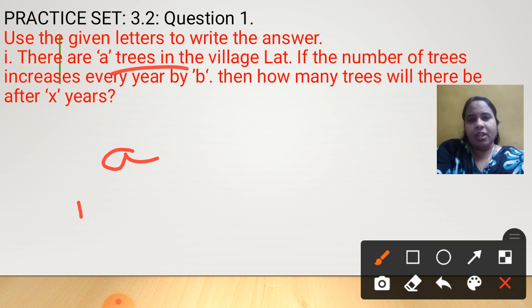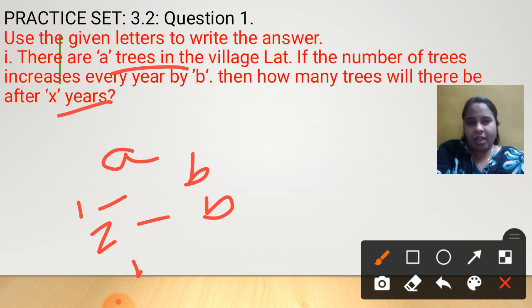So the first year it will be B. Second year it will be B again. Same way till how many years? How many trees will be there after X years? So I need after X years how many trees will be there.